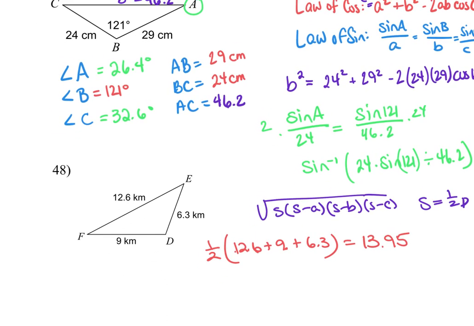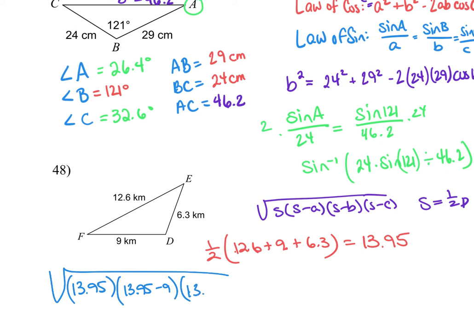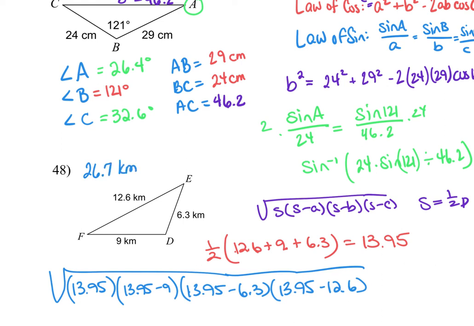My area then of this triangle is going to be the square root of 13.95, that's my S, times 13.95 minus 9, times 13.95 minus 6.3, times 13.95 minus 12.6. You literally just plug it in. And then when you get it, you get 26.7 for the area of that triangle.